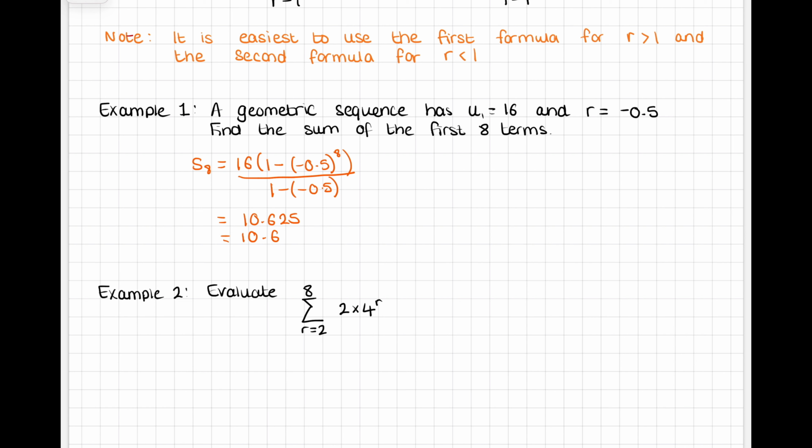Example 2, we've got a sigma notation, just to have a look at that. And we're going from terms 2 to 8, and we've got 2 times 4 to the power of r. So our sum is going to equal, and then we're just going to put all our values in. So 2 times 4 to the power of 2, plus 2 times 4 to the power of 3. And we're going to carry all the way up to 2 times 4 to the power of 8. And when we calculate that, we will get an answer of 174,752. And once again, we could go to our calculator too, if we have that available in the exam, and put it in the sigma notation there to get the answer.